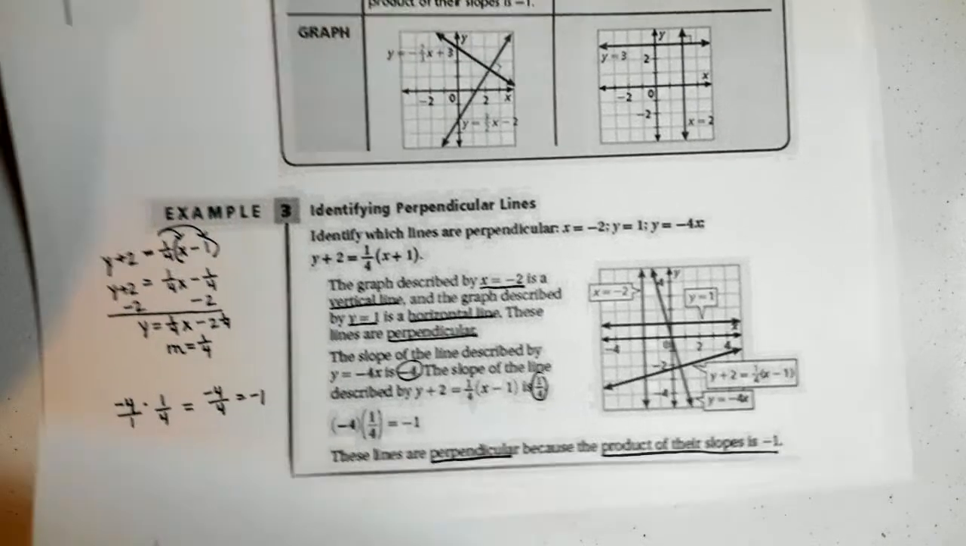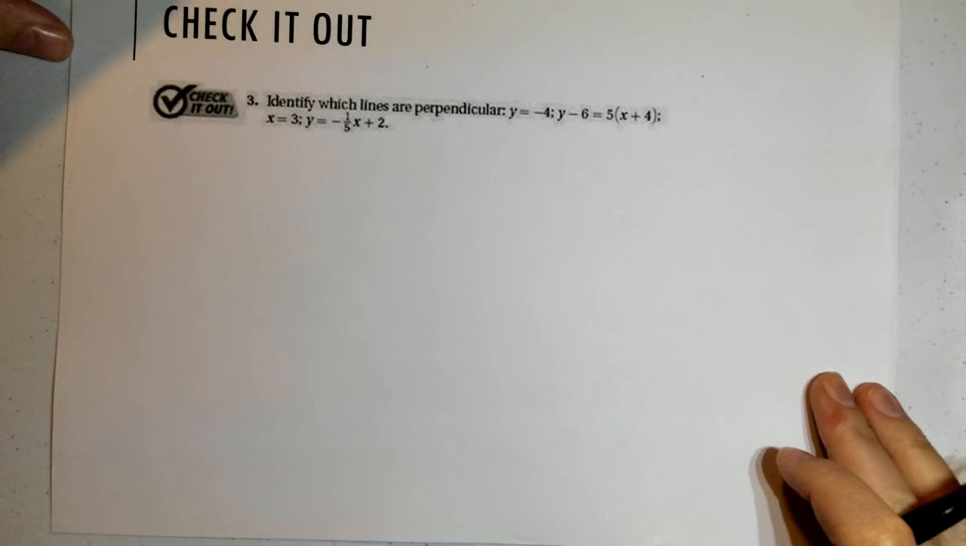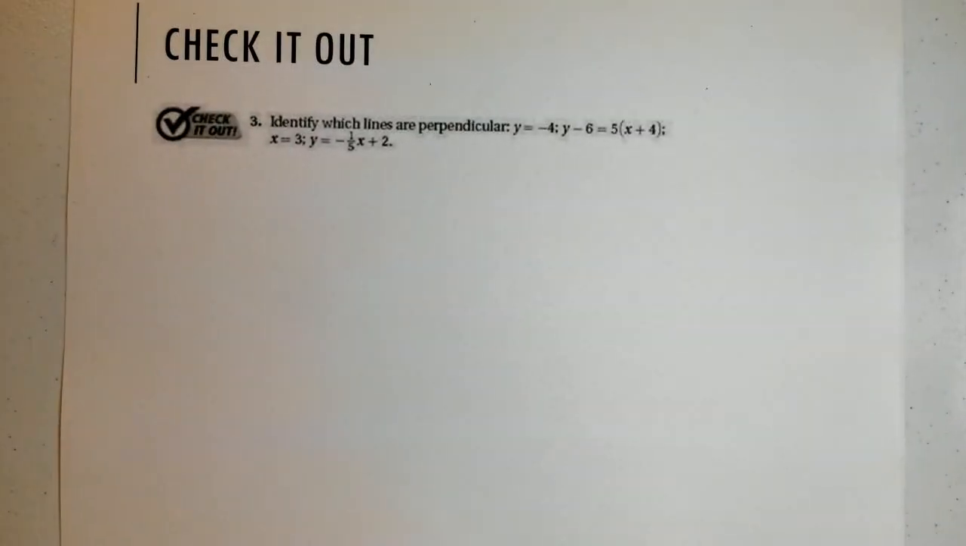There is a check it out problem for you to try. It says identify which lines are perpendicular. Y equals negative 4. Y minus 6 equals 5 times the quantity x plus 4. X equals 3. Y equals negative 1/5 x plus 2. So go ahead, take a moment, pause the video, try this on your own, and then resume when you're ready to check your answer.